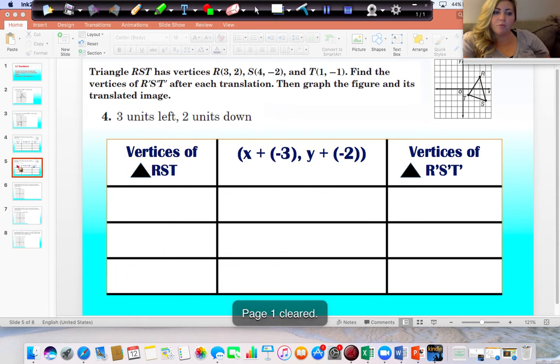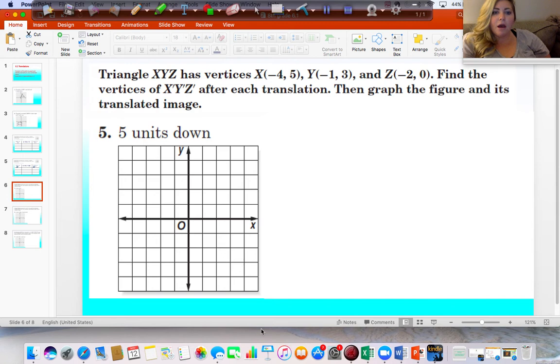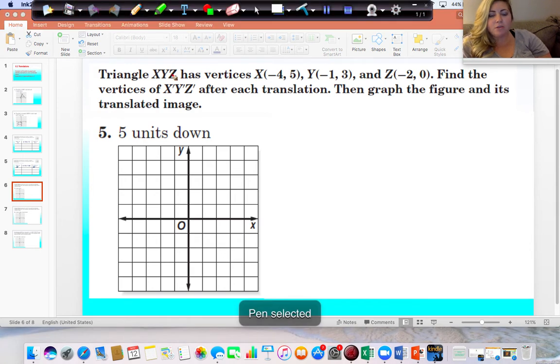All right, we're going to do one more problem and then that'll be it. Okay, so it wants us to graph this triangle. It's got the vertices negative 4, 5. So we're going to go over to negative 4, up to 5. This is X. Y is going to be at negative 1, positive 3. And Z is at negative 2, 0. So this is our triangle.